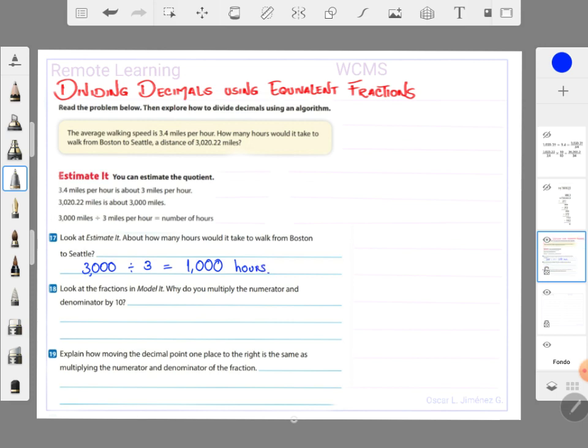Okay? Now, look at exercise 18. Look at the fractions in Model It. Why do you multiply the numerator and the denominator by 10? Okay, why? So we have the numbers 3020.22 divided by 3.4, and we are dividing this. So that's why we write this as a fraction. Okay, but the question is this one: why do we multiply by 10?